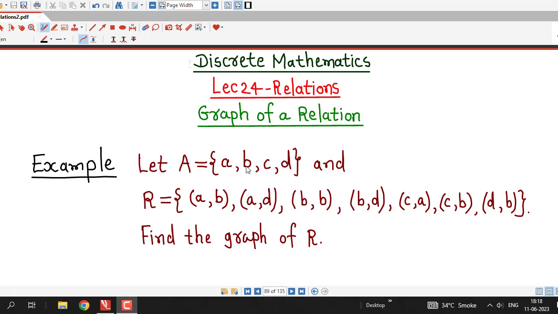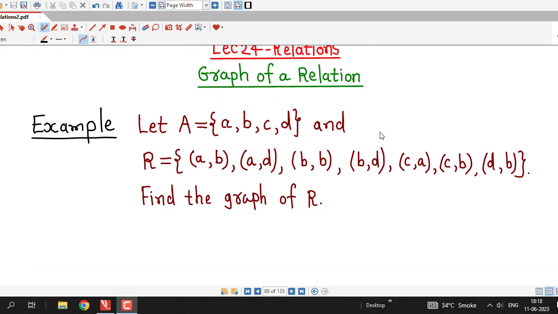In this lecture we are going to discuss some examples on graph of a relation. In lecture number 23 we have explained how we can draw the graph of a relation, and using that method we are going to draw graph of given relation in this lecture.